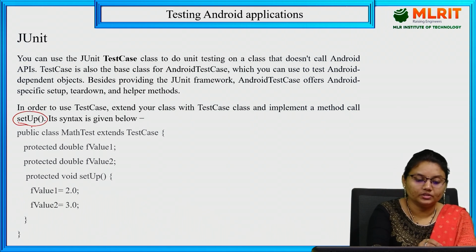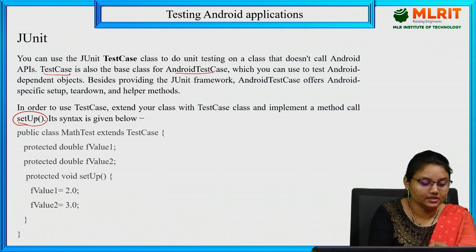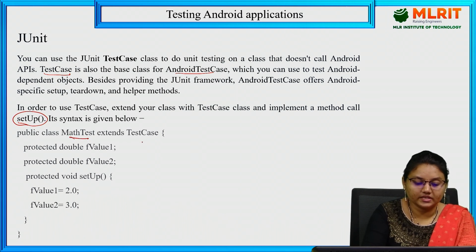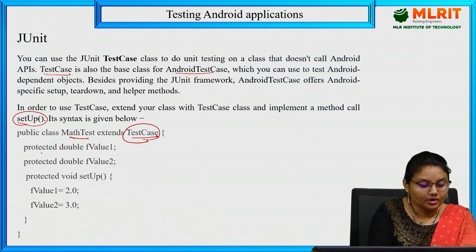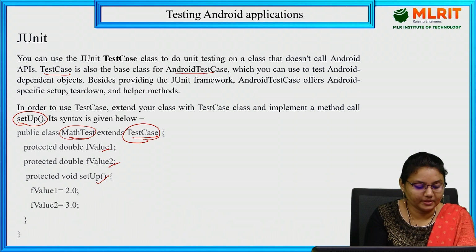Okay. So this is a base class, we will implement this test case with the Android test case class. Now, what is the method that you are implementing? The setup method. Now, this is an example syntax. Public class MathTest. Now, it is extending what? TestCase. Now what is this TestCase? This is a class. Now protected double fValue. So we are taking some math test. We are taking two values which are of type double. Now you are implementing the method, what? The setup method. So what is setup?